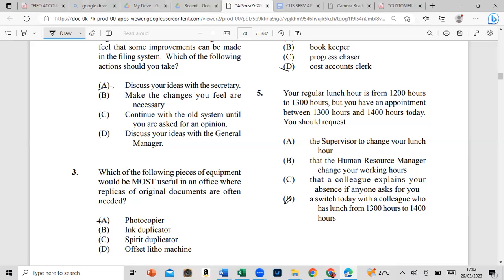We choose the switch, alright? Switch with the colleague. Just make sure the boss's work is done, you know. Doesn't matter who does it. Just get it done.